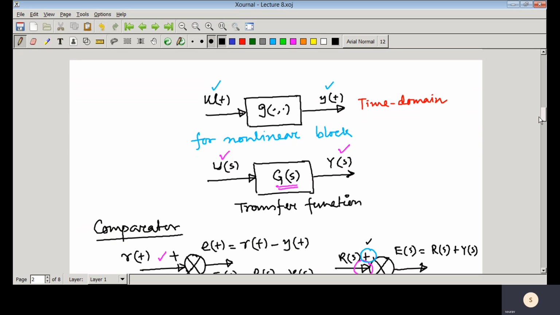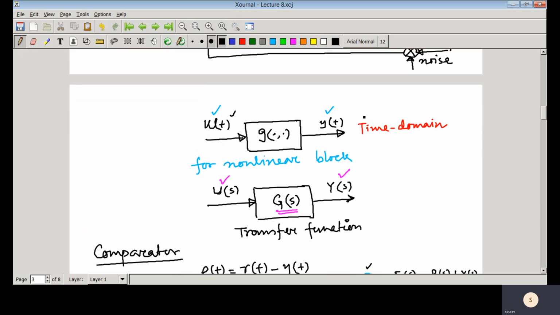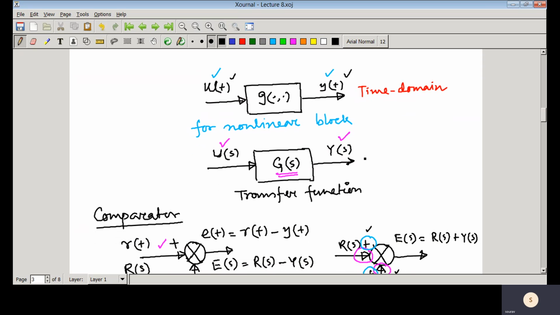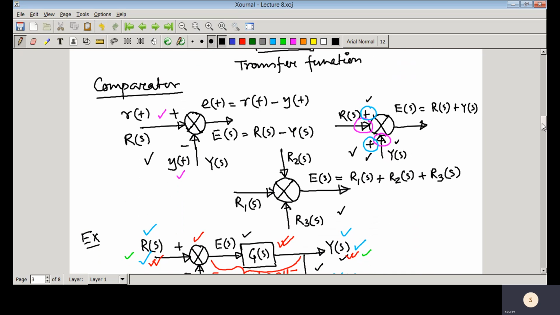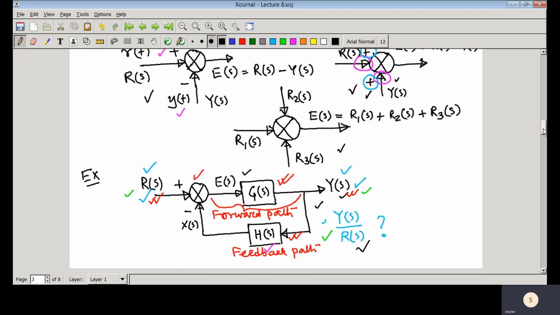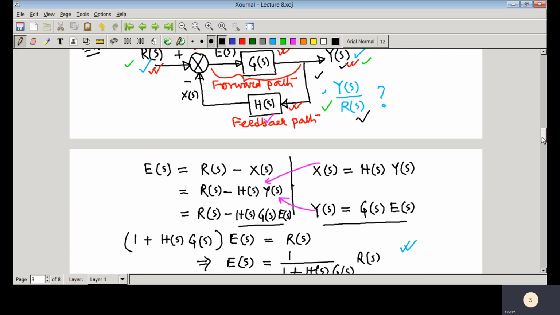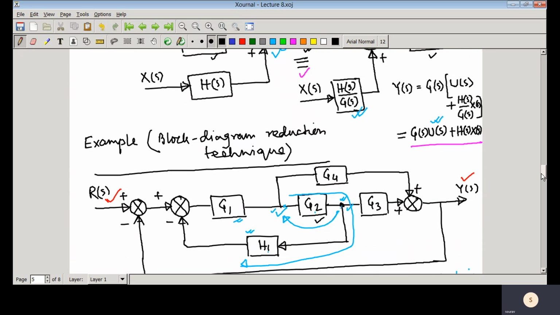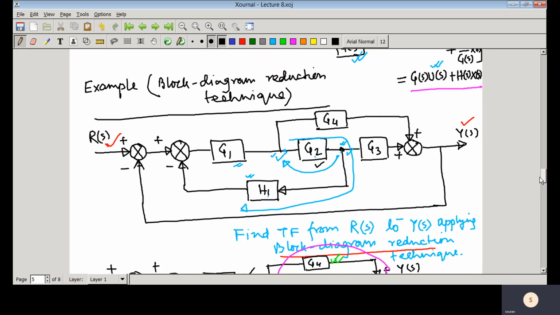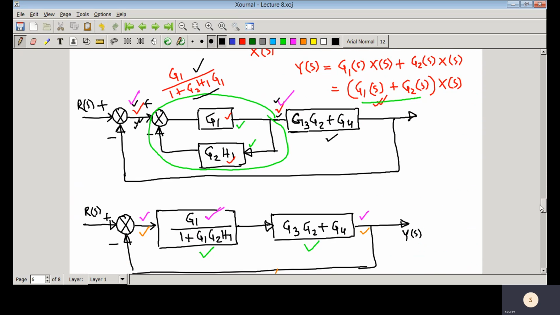Then for a nonlinear system, that is important, we need to present the block diagram in time domain, and in case of an LTI system we can do it in time domain as well as in Laplace domain. For the comparator, we have seen the basic algebraic operations that take place, and then we have seen the block diagram reduction technique. There are some methods we have followed, and finally we have solved one example. Thank you.